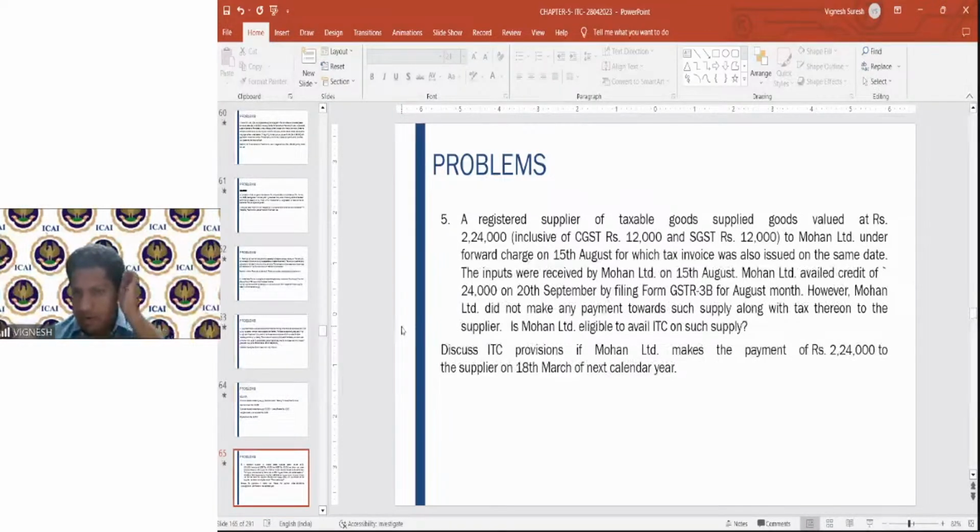Mohan availed the credit of 24,000 on 20th September by filing 3B. In the August month 3B, he filed 24,000. Let us assume it is also reflecting in the 2B and he has filed. However, he did not make the payment for such supply along with the tax. Is Mohan eligible to avail? What is the answer for this one? First one, is Mohan eligible to avail?